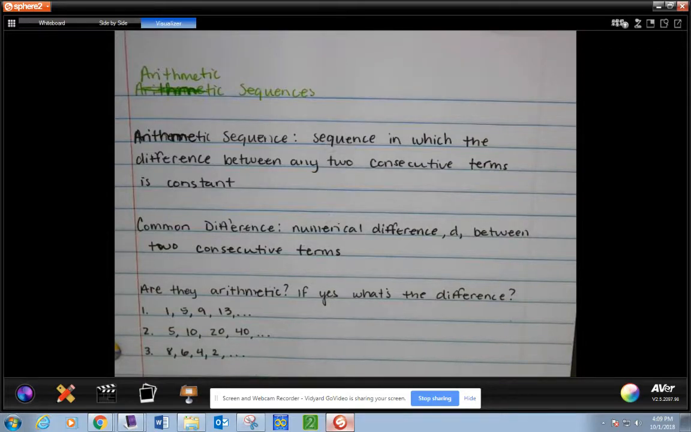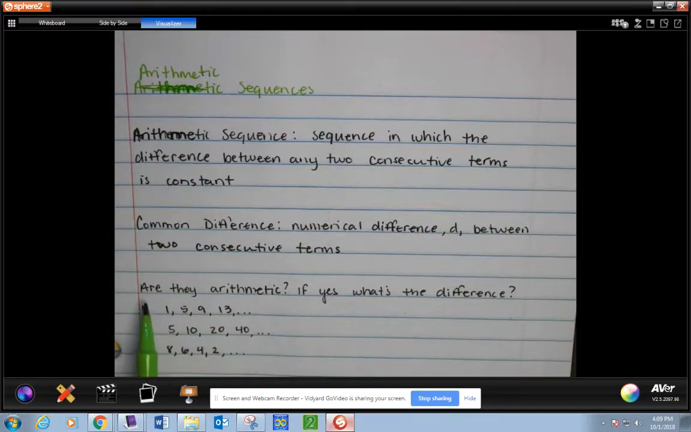So after you've paused that, go ahead and make sure that you have written this part too. The first few questions on your worksheet today are going to look very similar to this. They're going to say, are they arithmetic? And you're just going to say yes or no. And if you say yes, what is the difference? So you just have to tell me what d equals.